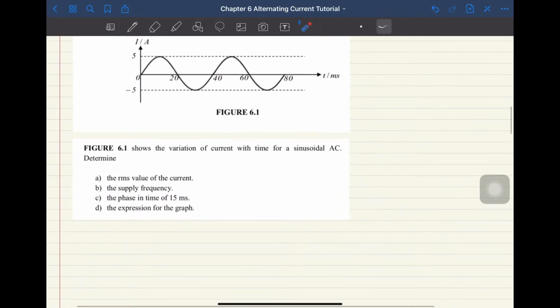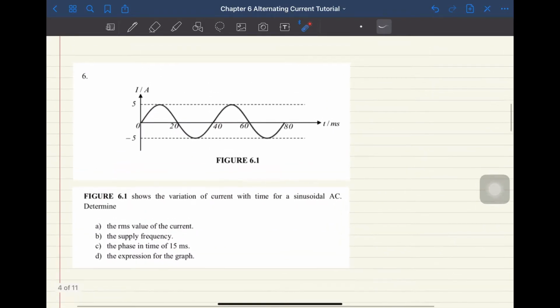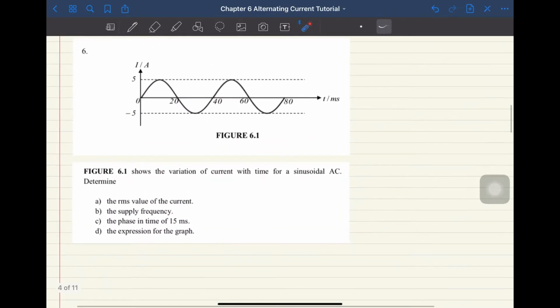So in this video we cover more questions on tutorial. Okay, we start with question number 6. You can see that this one is actually a current versus time graph, and this is a sinusoidal graph, and to be exact, this is a sine graph. Figure 6.1 shows the variation of current with time, and we determine the RMS value of the current.